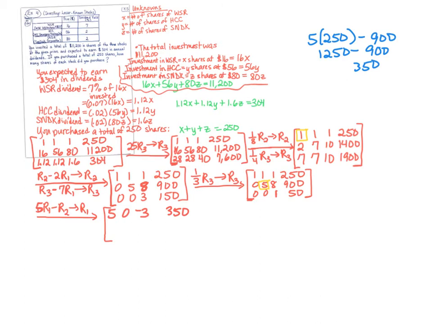Okay? The second row didn't change. So we have 0, 5, 8, 900. Then we have 0, 0, 1, 50. Okay? And then what we're going to do here, what are our operations to change this to a 0 and this to a 0?